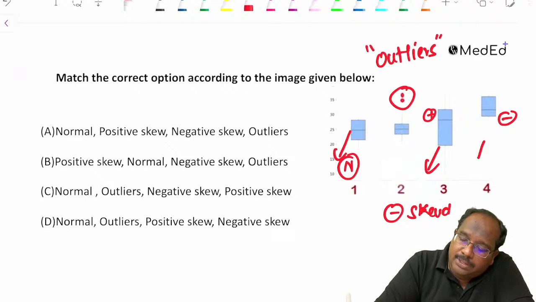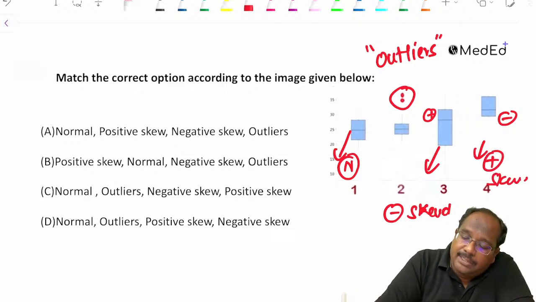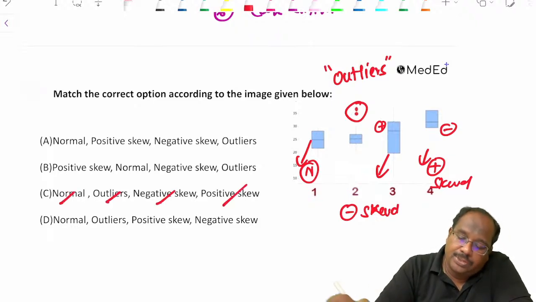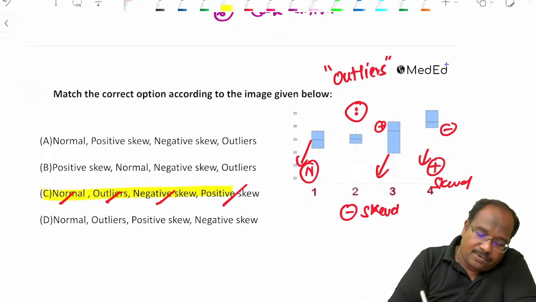So overall, this is positively skewed. What is the best answer here? The first one is normal, then outliers, negatively skewed and positively skewed. So the answer for this question is C, guys. The answer for this question is C.